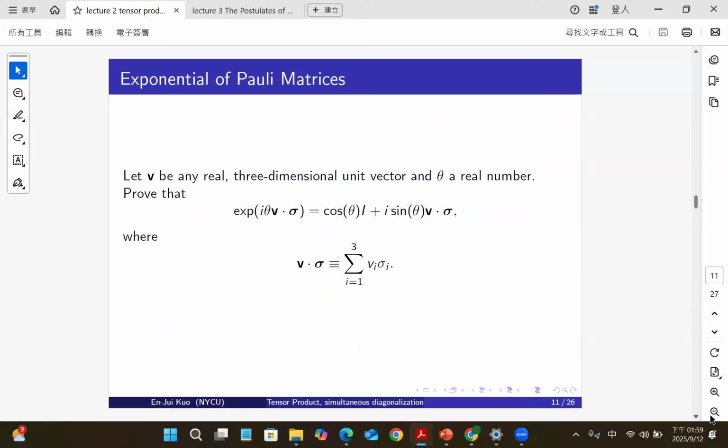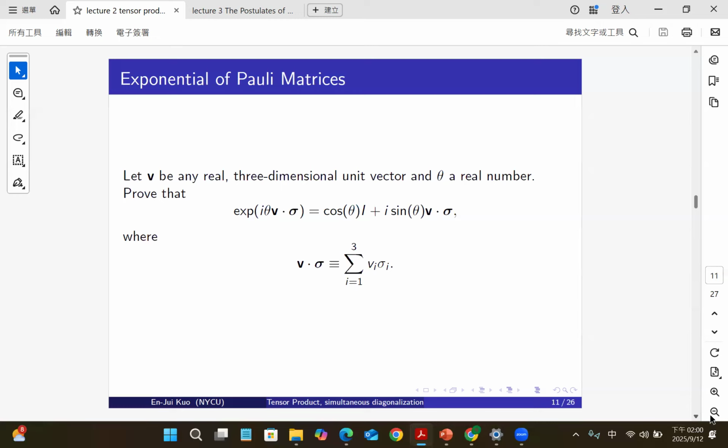And these are like quantum mechanics exercises. But if you take v to be any real three-dimensional vector, with theta as a real number, then you can compute the so-called exponential of i theta v dot sigma. Sigma is a three-dimensional vector of Pauli matrices, so v dot sigma is basically another 2x2 matrix. You can compute this exponential and you will get this.